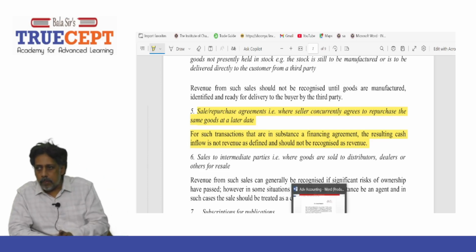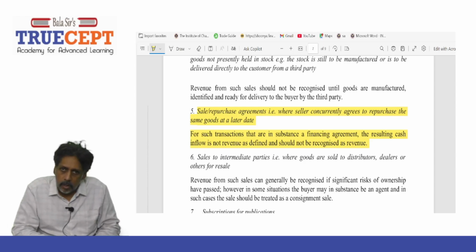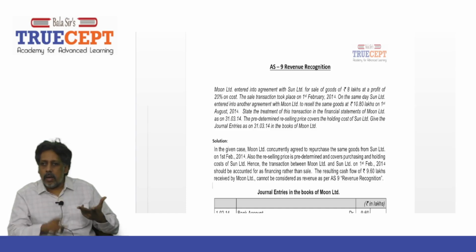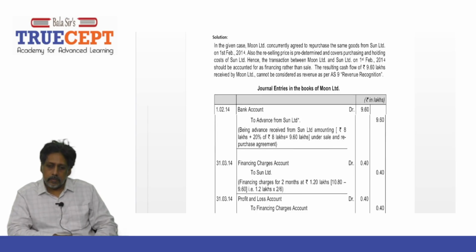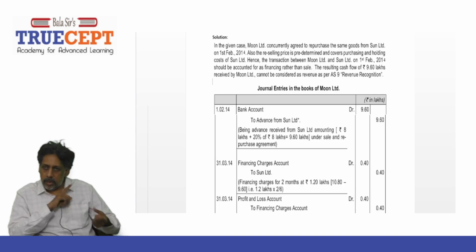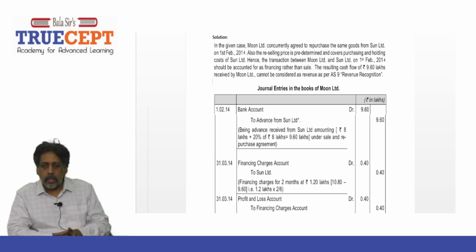You are not supposed to recognize revenue in your books. Got it? Yes, sir. Now let us go ahead and take on the solution to this. In the given case, Moon Limited concurrently agreed to repurchase the same goods from Sun Limited on 1st Feb 2014. Also, the reselling price is predetermined and covers purchasing and holding cost of Sun Limited. Basically, I'm charging you for the 9,60,000 I gave you, and also for holding the inventory.